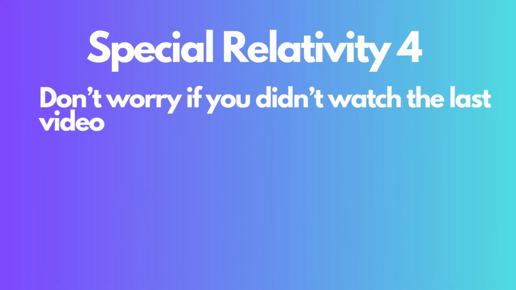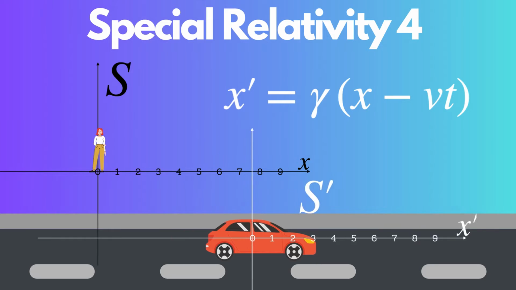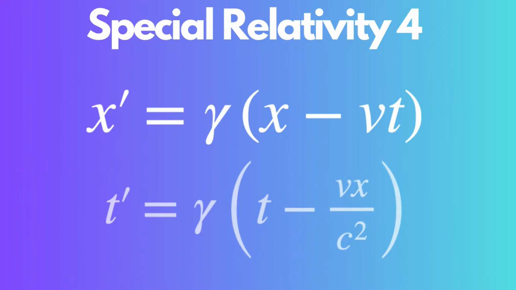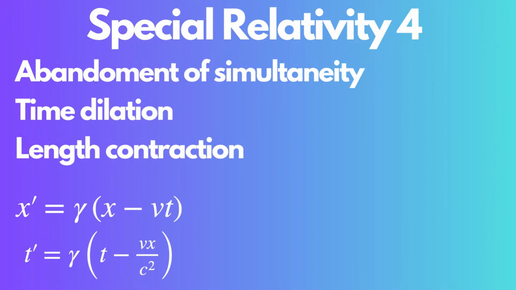If you didn't watch the last video, that's okay, but you'll just have to take these transformation laws between constant velocity observers as a given. From these two formulas, we derive the three effects that we mentioned in the beginning of the video. However, to really understand what's going on, we have to define them extremely precisely. And that's what we're going to do now.